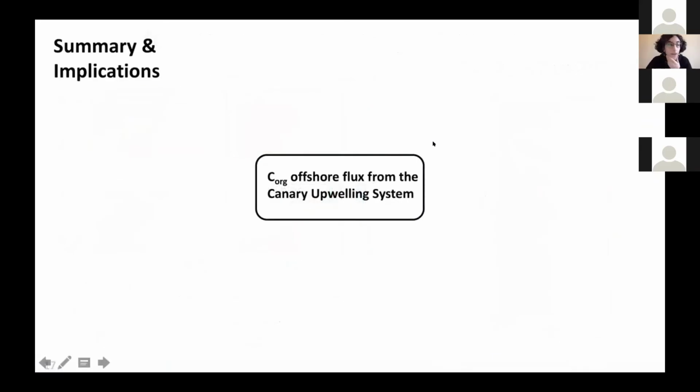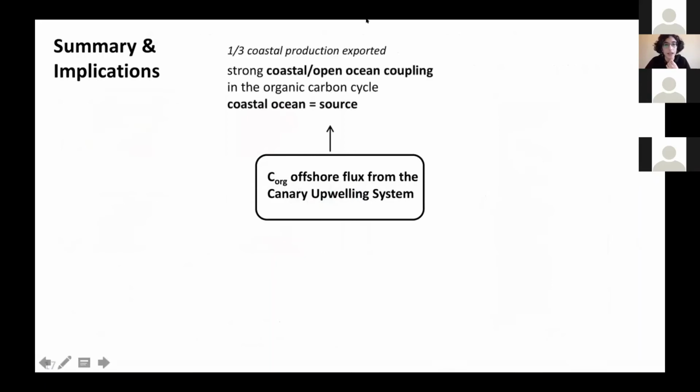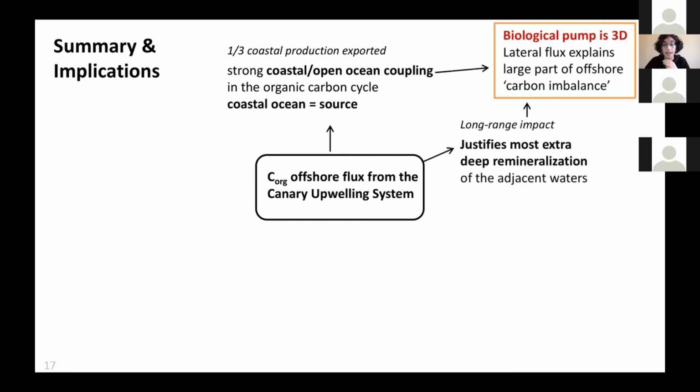So as a summary of this part of the talk, we saw that our model could show that 1/3 of the coastal production gets exported towards the open waters, and this transport has a very long range impact. So the biological pump is clearly a 3D process in which coastal ocean and open ocean are coupled.